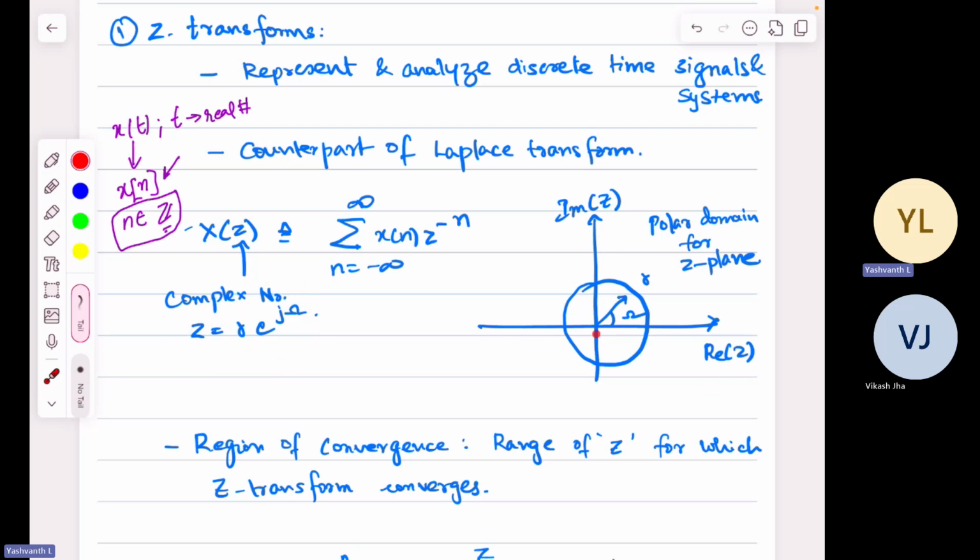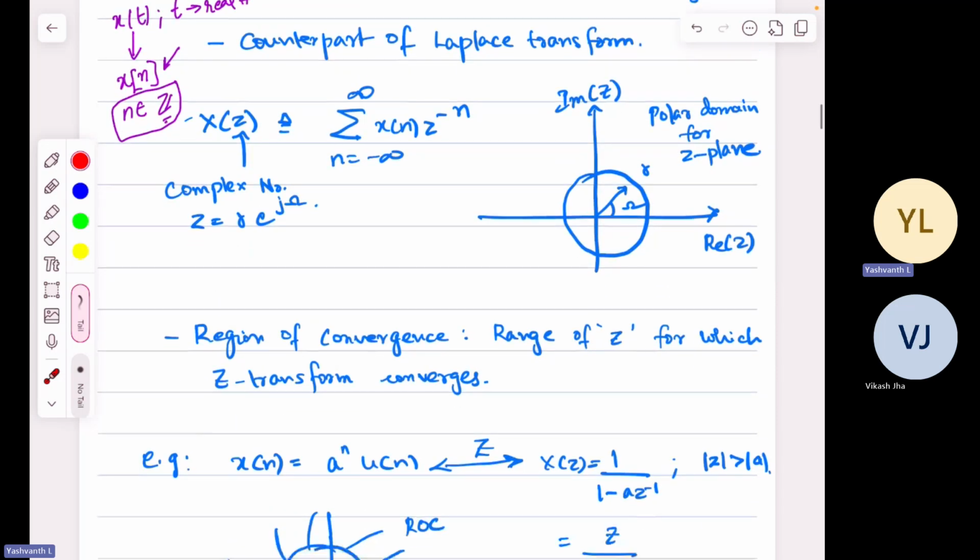If you plot the real part of z and the imaginary part of z on the x and y axes, the radius, that is the amplitude, lies on the r domain, and omega is the angle made by the complex vector. If this is your z point, the angle made by this vector with respect to the real axis is called omega. This is called the polar domain representation, which we use in Z transforms.